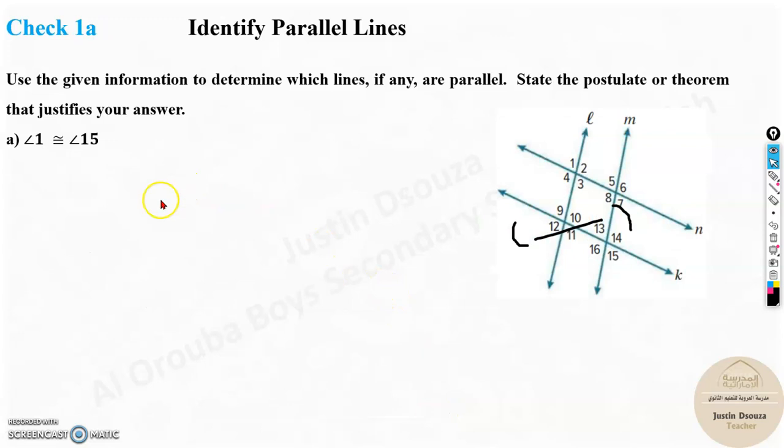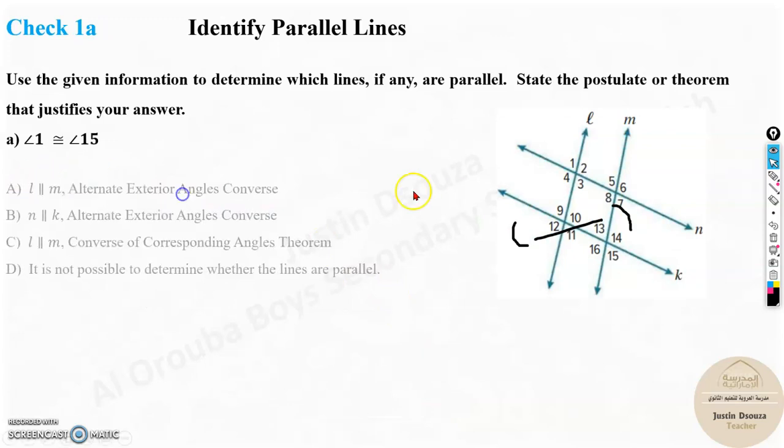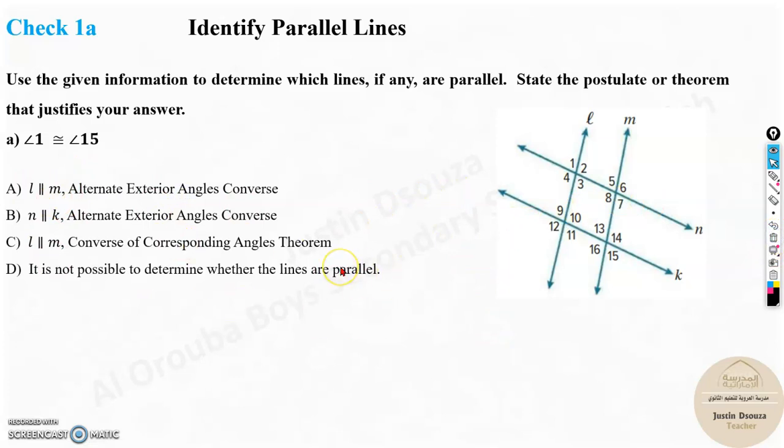Now, over here there are options. You look into the options, think carefully and answer by yourself. Please pause the video now and answer. Read all the options and then answer. I hope you tried by pausing the video. Now we will solve it. Measure of angle 1 is over here. And what is the other angle? It's 15. So now, this is not exactly alternate exterior or interior.